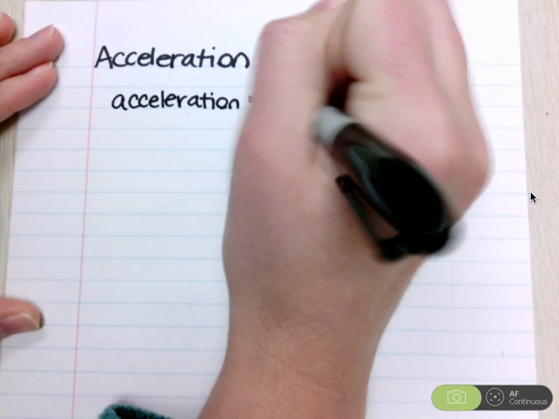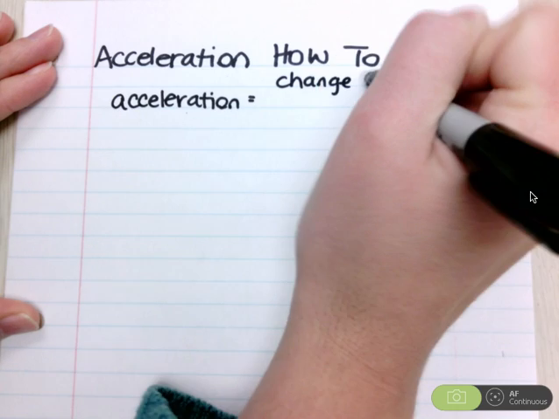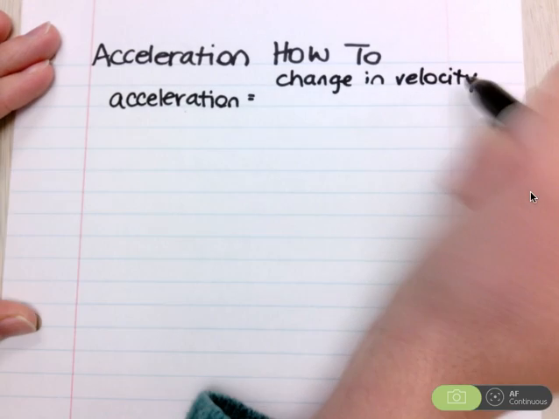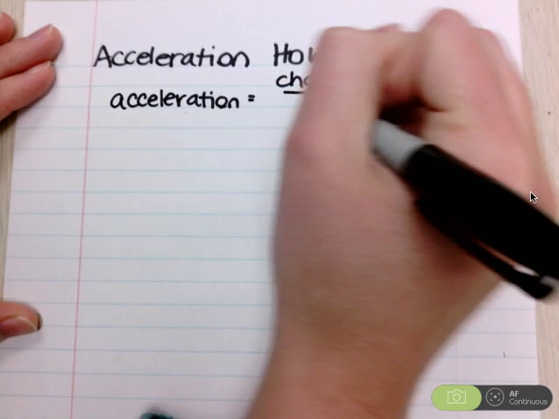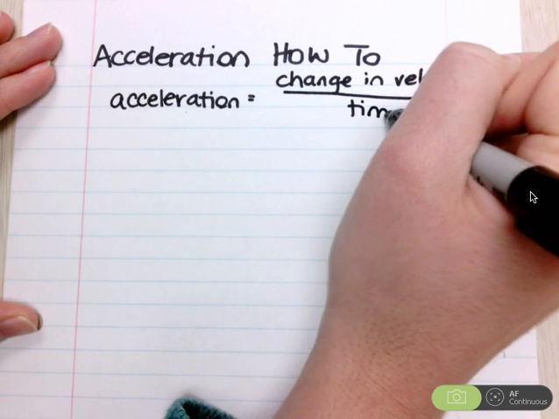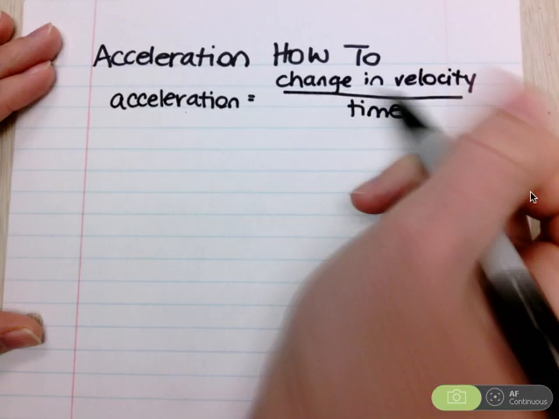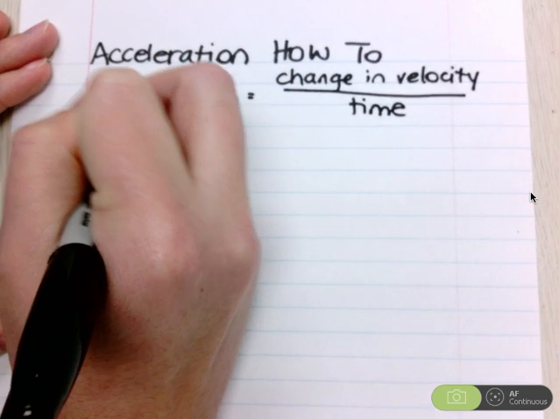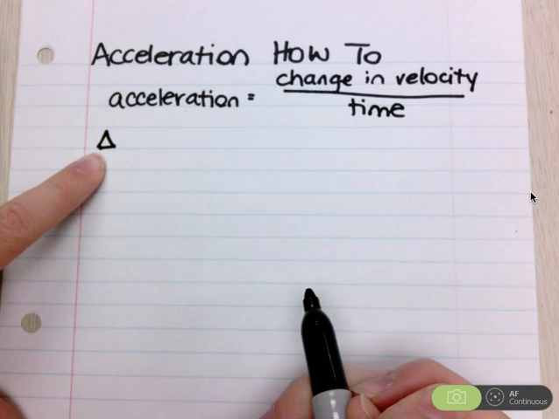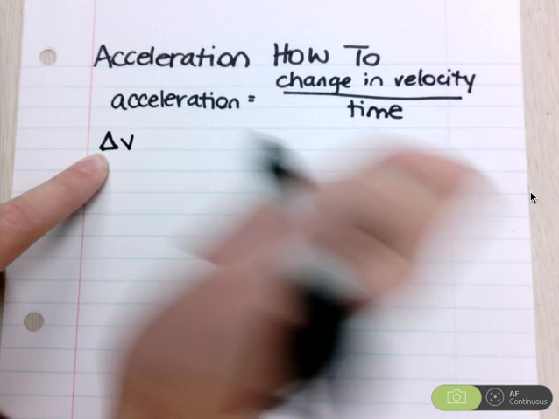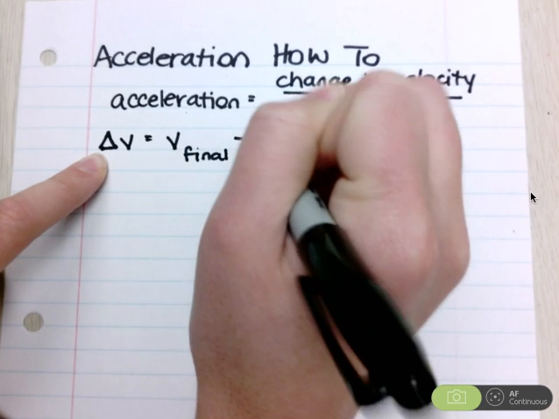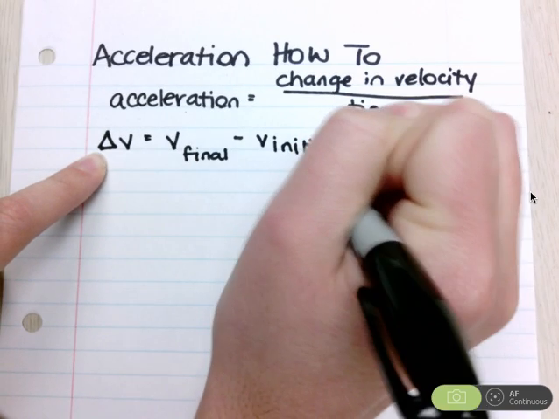is the change in velocity or speed, right? Remember, velocity has direction, over time. Now, change in velocity is something we haven't talked about before. So change in velocity, which is shown as a little triangle V, means velocity final minus velocity initial.